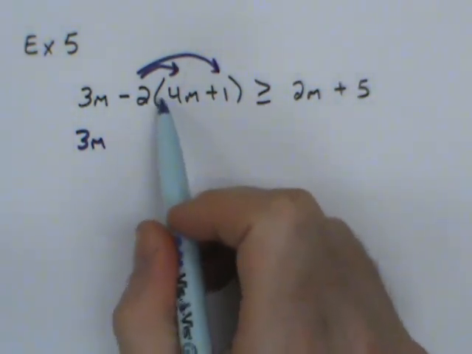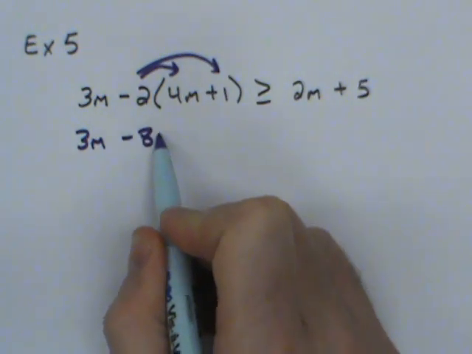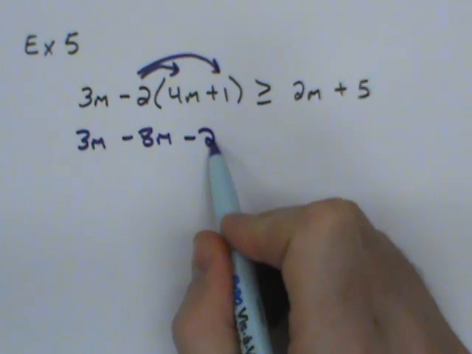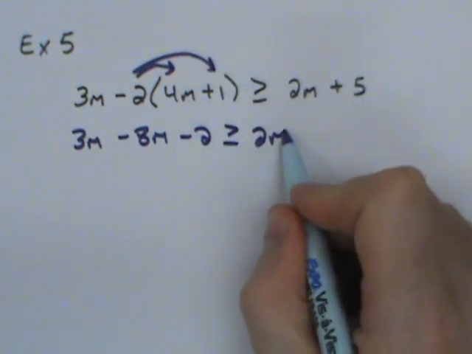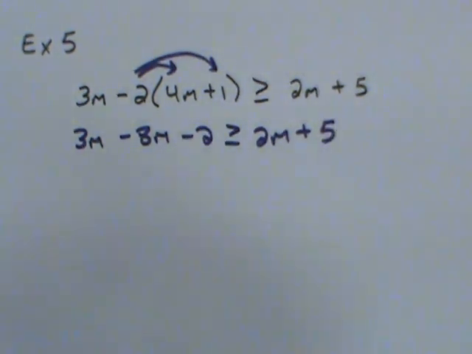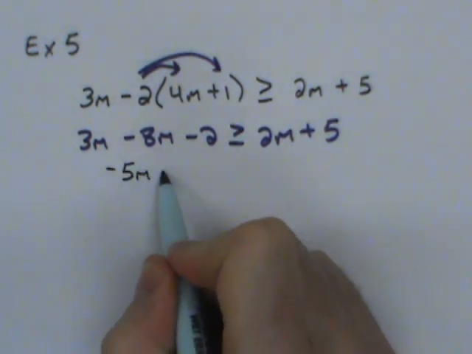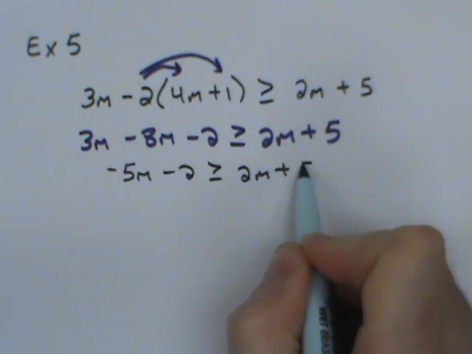So I'm allowed to just multiply right here, get negative 2 times 4, which is negative 8m, and that doesn't change anything. Negative 2 times 1 is negative 2. Doesn't change the inequality. It stays right the way it is. And then we're going to apply the KISS rule. 3 monkey, take away 8 monkey, negative 5 monkey, minus 2 is greater than or equal to 2m plus 5.